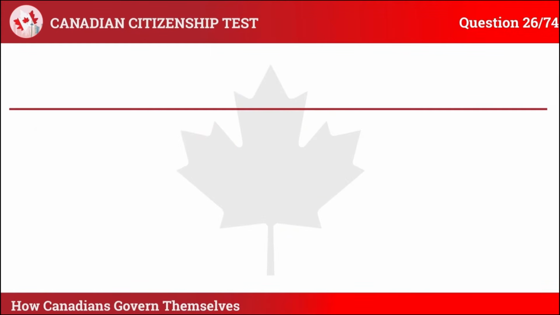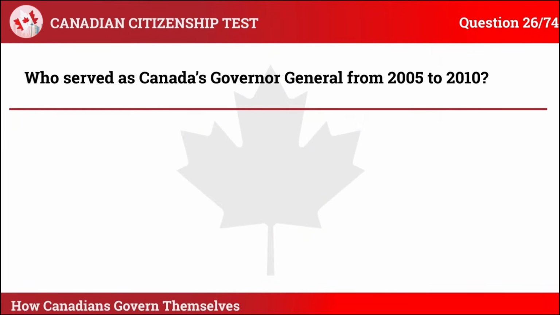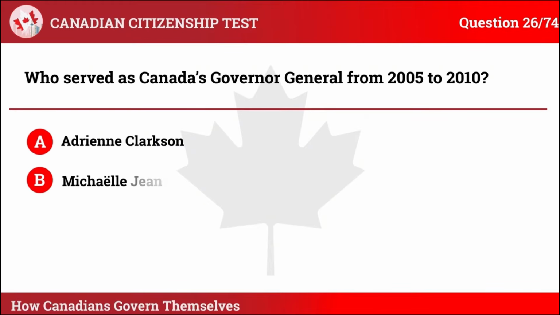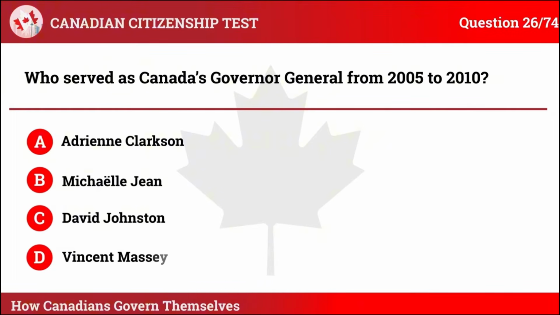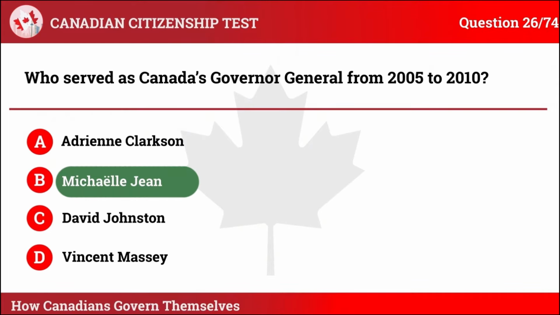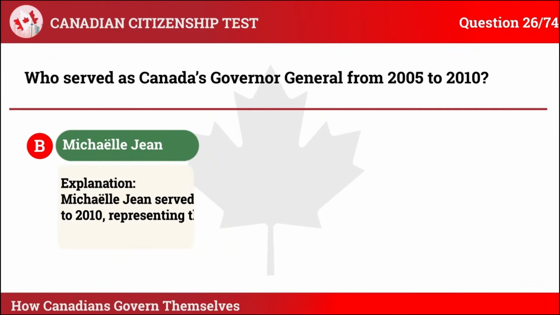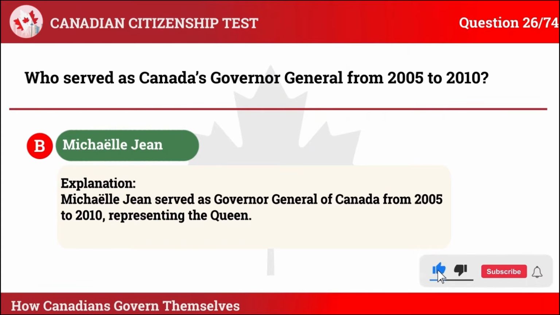Question 26. Who served as Canada's Governor-General from 2005 to 2010? A. Adrienne Clarkson. B. Michael Jean. C. David Johnston. D. Vincent Massey. The correct answer is B. Michael Jean. Explanation: Michael Jean served as Governor-General of Canada from 2005 to 2010, representing the Queen.